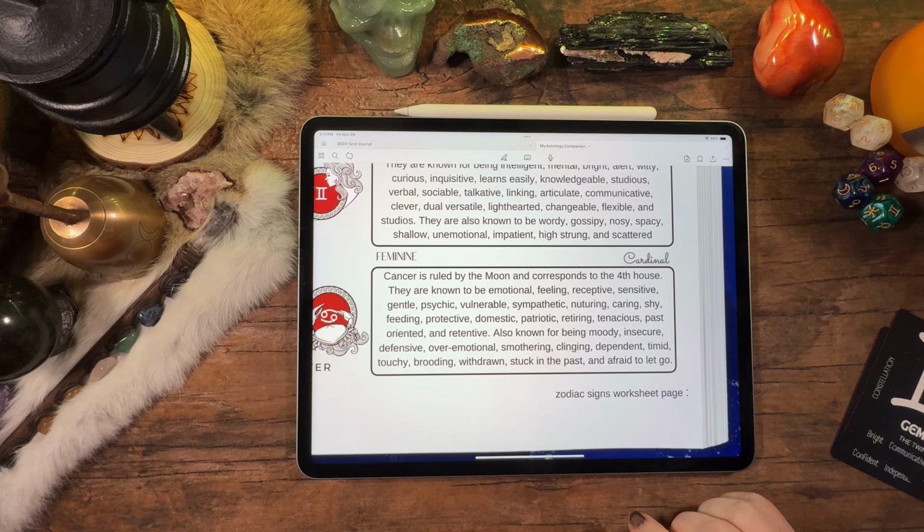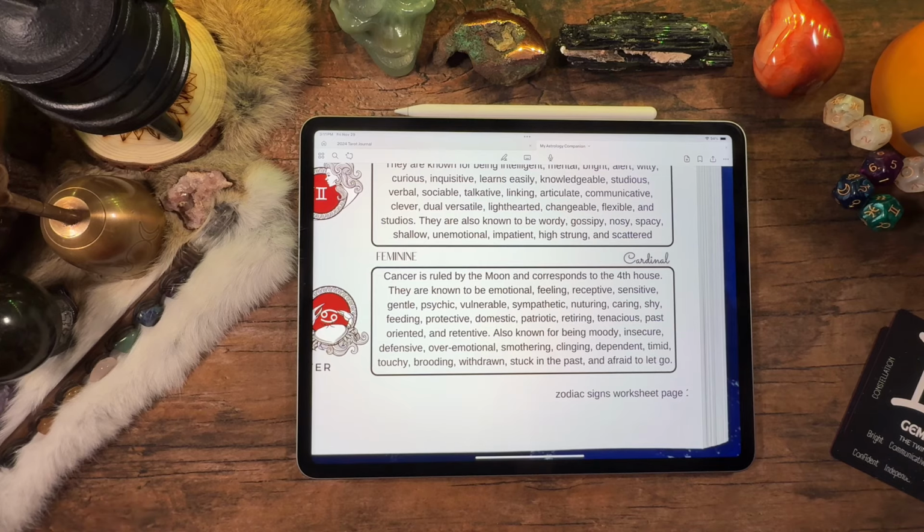They are known to be emotional, feeling, receptive, sensitive, gentle, psychic, vulnerable, sympathetic, nurturing, caring, shy, feeding, protective, domestic, patriotic, retiring, tenacious, past-oriented, and retentive. Also known for being moody, insecure, defensive, over-emotional, smothering, clinging, dependent, timid, touching, brooding, withdrawn, stuck in the past, and afraid to let go.